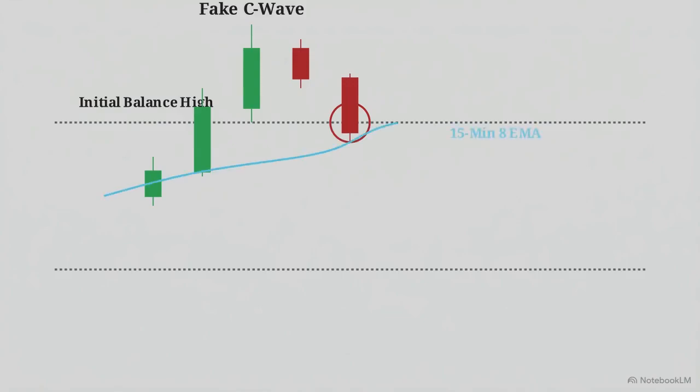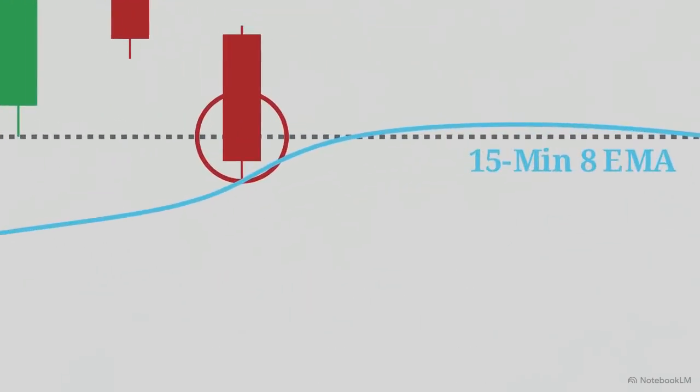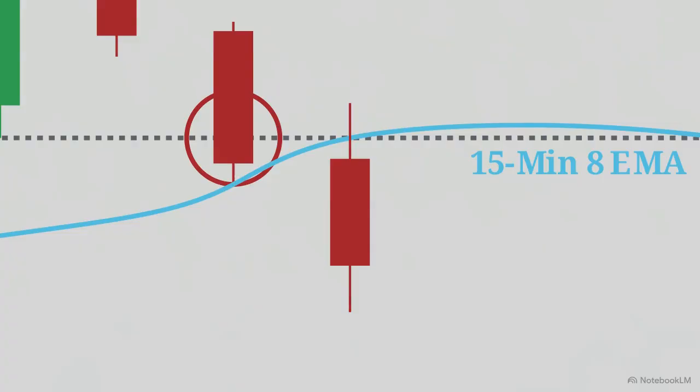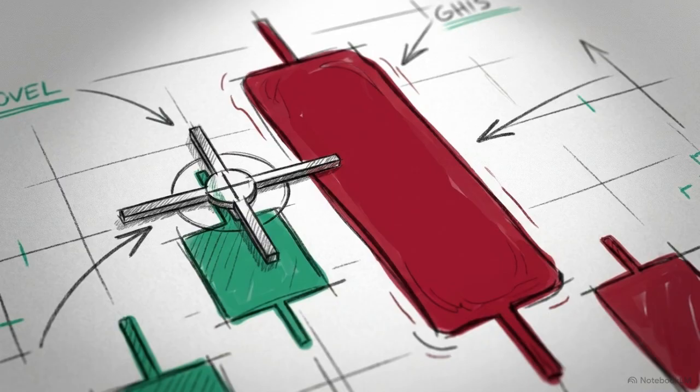The first requirement for this entry is observing the price rotate back into the boundaries of the morning's initial balance range. The execution trigger occurs when a 5-minute candlestick closes definitively beneath the 15-minute 8 EMA line. This micro-mean violation provides the structural proof that the breakout has failed, and the buyers who entered at the peak are now trapped. This chart setup allows for precise risk placement.